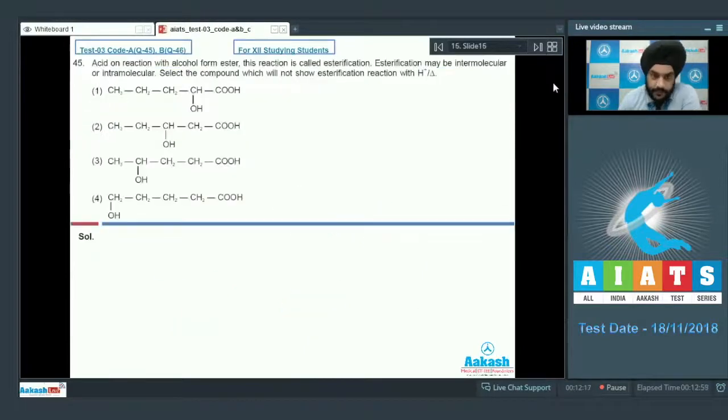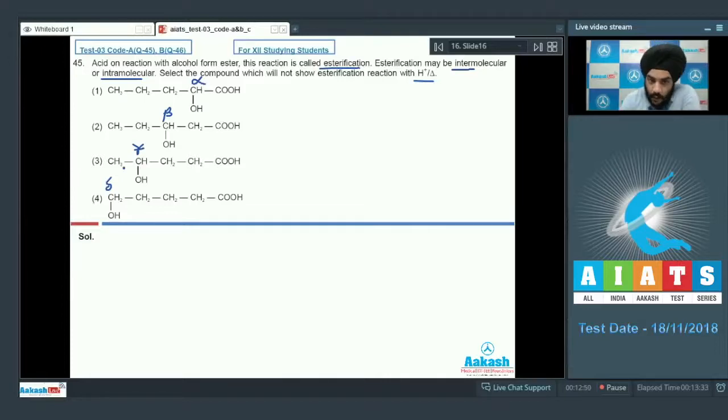Let us look at question number 45 now. An acid on reaction with alcohol forms esters. This reaction is called esterification. Esterification may be intermolecular or intramolecular. Select the compound which will not show esterification reaction with H plus heat. So students, we have 4 different hydroxy acids. In the first one we have alpha, in the second one we have beta, and in the third and fourth we have gamma hydroxy and delta hydroxy respectively.